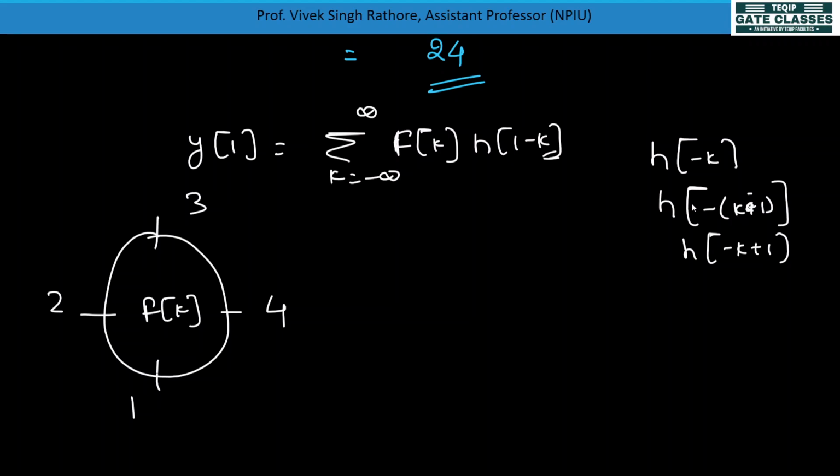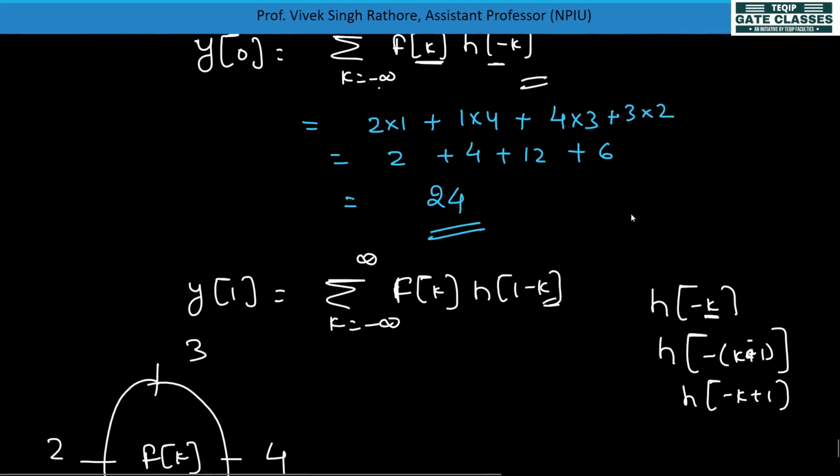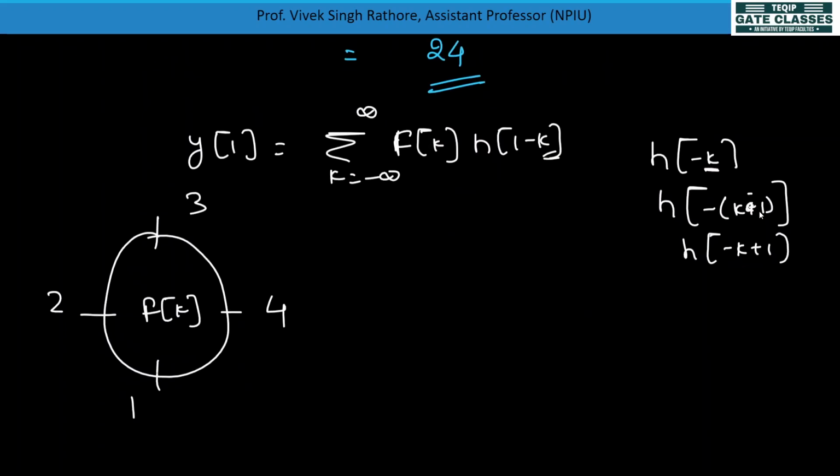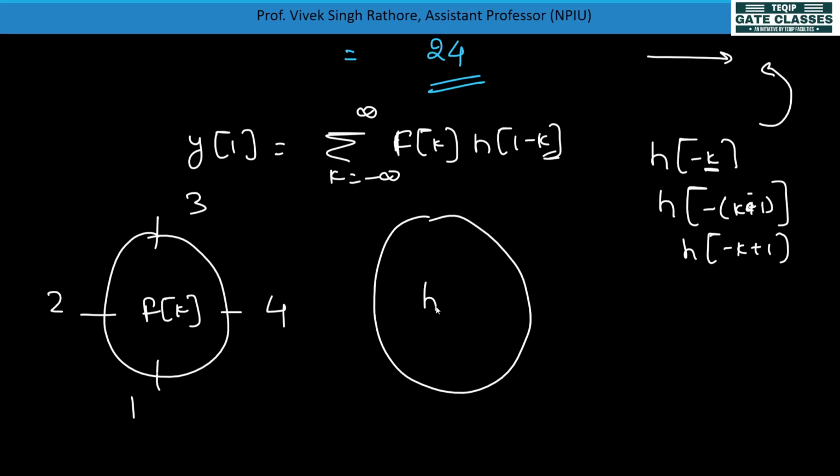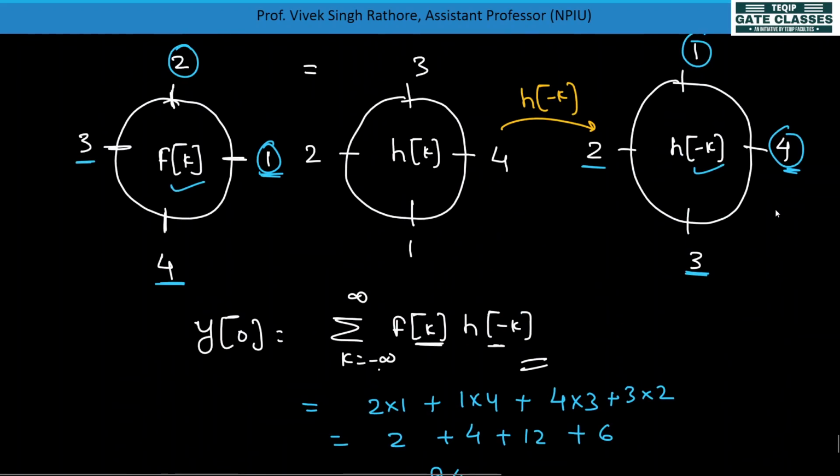So what we are doing, first we are doing h of minus k. We already have h of minus k with us. Just we need to do minus 1, means we need to shift. So ultimately, you know that if you do linear shifting to the right hand side in the circular convolution, we need to do it like this. So I'll plot here h of 1 minus k. H of 1 minus k is nothing but just we'll do the shifting like this.